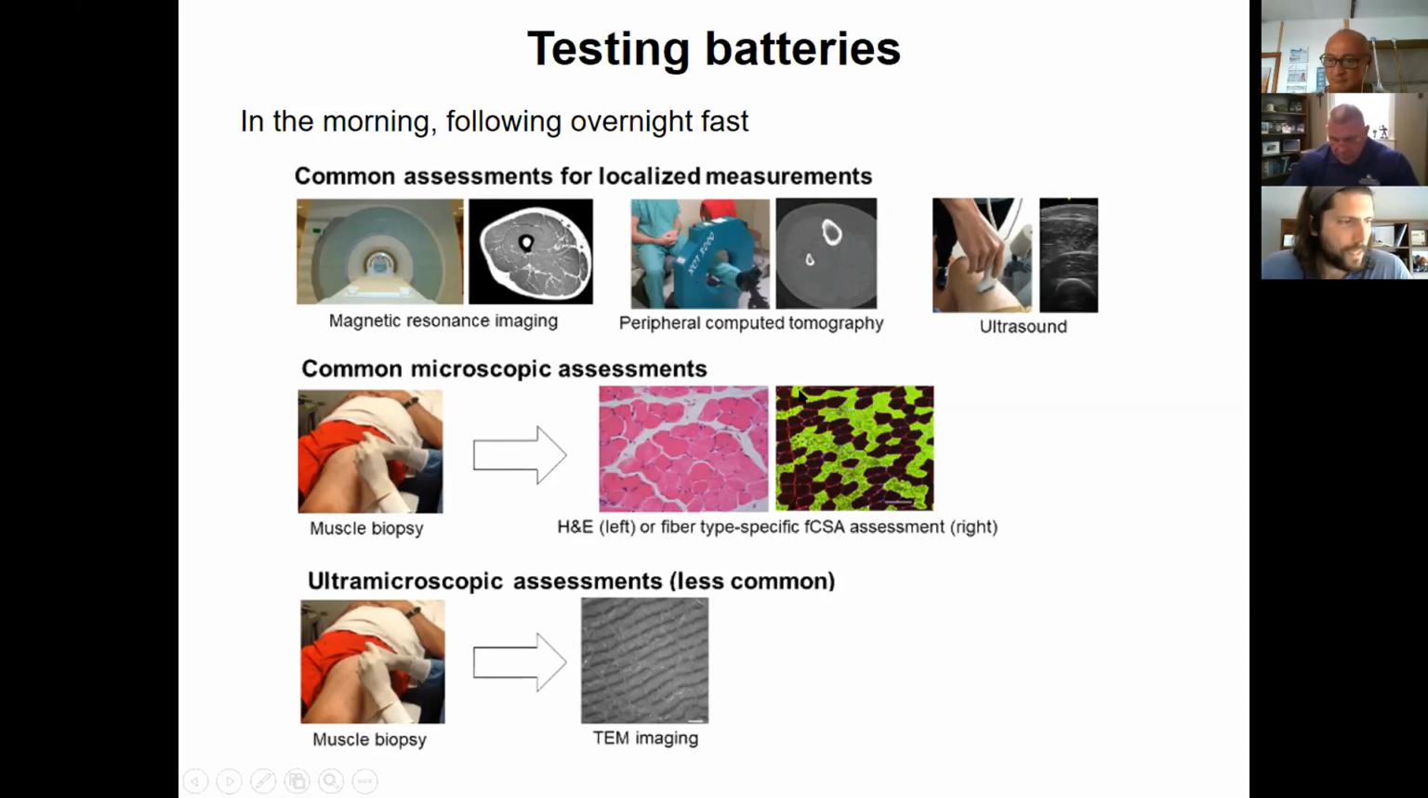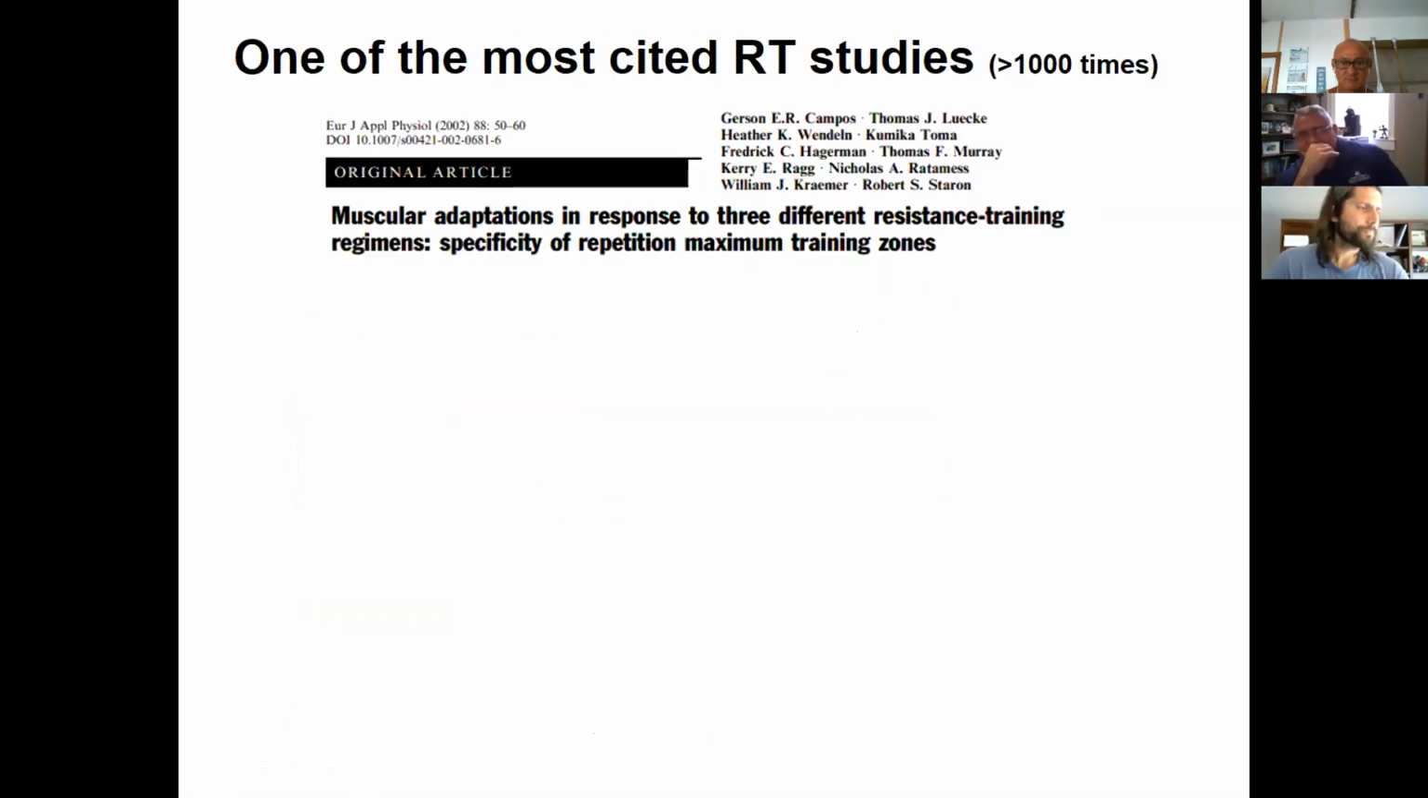As it relates to muscle biopsy measures, typically fiber CSA is king, and you can do fiber type specific CSA. You can quantify the change in type 1 fiber cross-sectional area or muscle size, as well as type 2 fiber cross-sectional area. And then what's not commonly reported, but needs to be, in my opinion, is using methods such as TEM imaging, because this allows you to look within the cell and look at changes in cellular structure with different training paradigms.